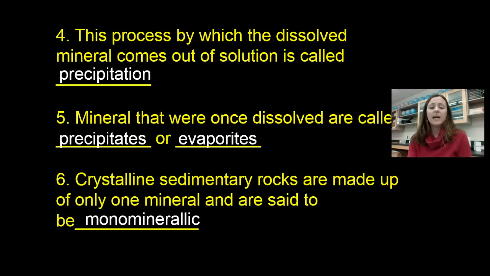So let's talk more about how this is formed. The process by which the dissolved mineral comes out of the solution is called precipitation. Minerals that were once dissolved are called precipitates or evaporites. And the crystalline sedimentary rock is made up of only one mineral, and so we call that monomineralic, which means mono, which means one, and mineral, so it's one mineral. Monomineralic.